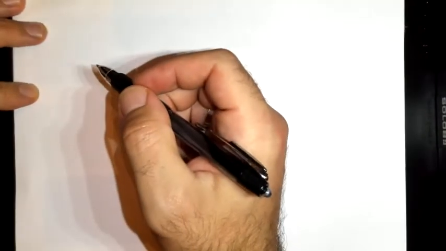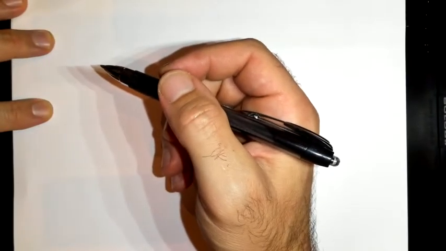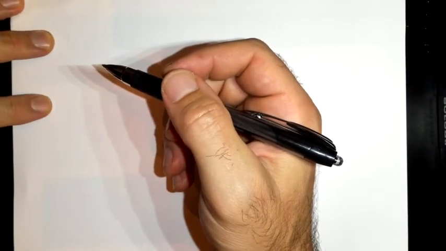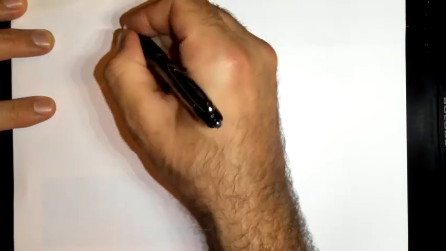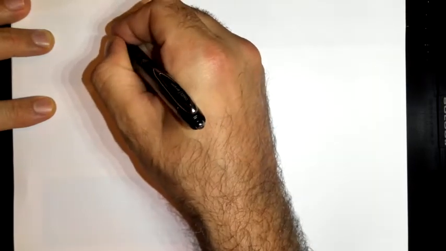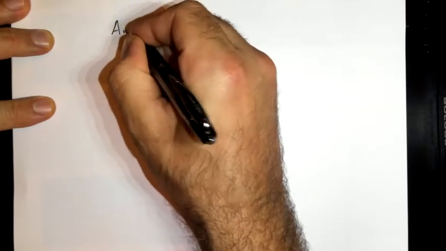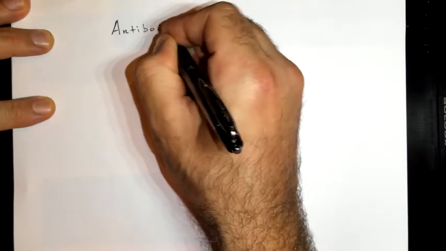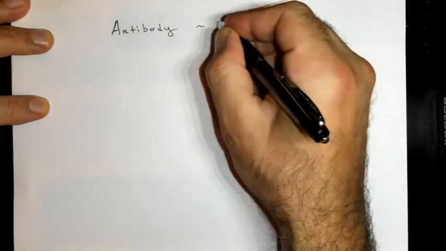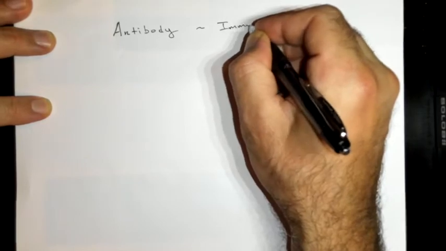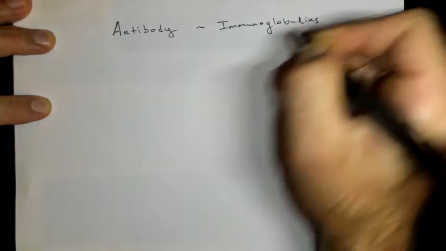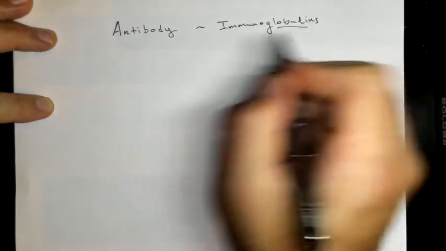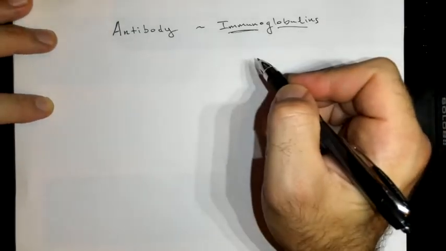We're going to go over blood typing today, and we're going to start by first figuring out what an antibody is and what an antigen is. So, first of all, let's define what an antibody is. Now, these are sometimes also called immunoglobulins because they are proteins, globulins, that the immune system makes.